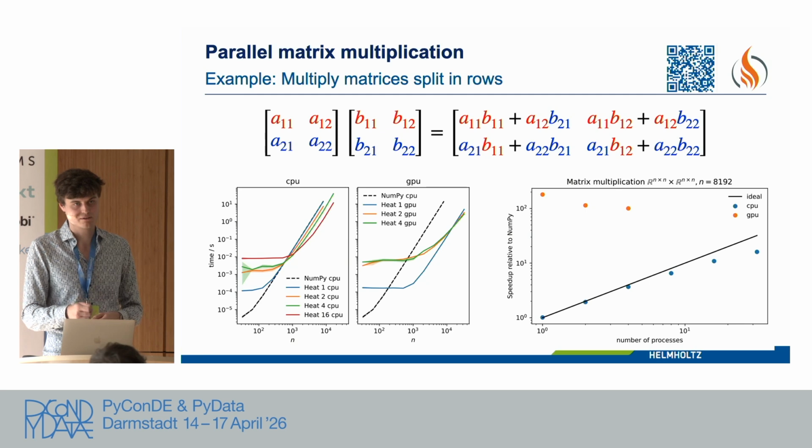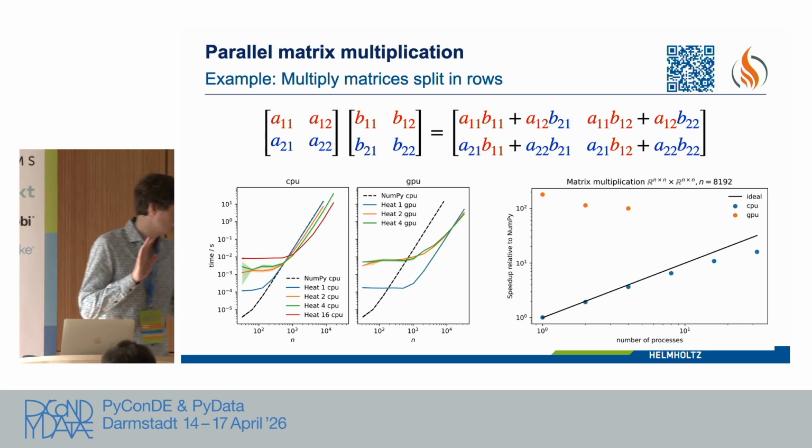But even though we have to communicate a lot, we still get some decent speed up with heat. So I did here some weak scaling, strong scaling combination runs, first of all on CPU. I have here the NumPy baseline, that is this black dashed line. And then the blue line is heat with one CPU. We see for tiny matrices, we have some overhead in the heat library. But for large matrices, we essentially spend all of the time in torch matrix multiplication, which is very similar to NumPy matrix multiplication performance-wise in this test.